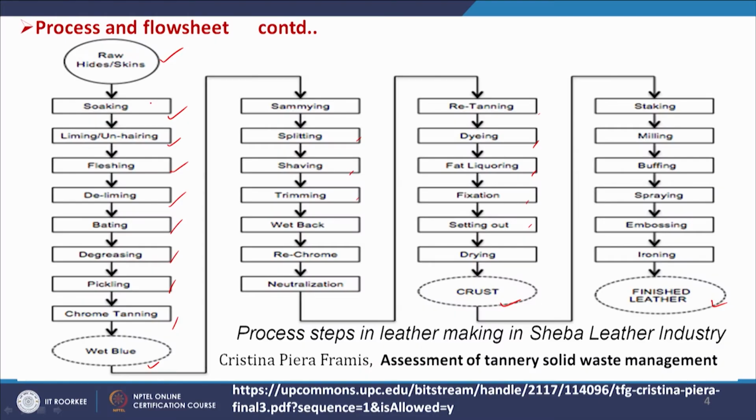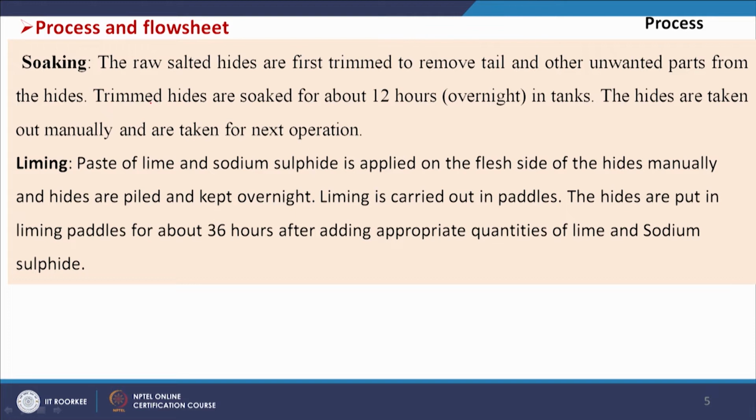So, the first step is soaking. So, the raw hides which we are taking are put in a soaker. So, here water and some salt are added, and then the raw salted hides are first trimmed to remove the tail and other unwanted parts from the hides. Trimmed hides are soaked for about 12 hours in tanks. The hides are taken out manually and are taken for the next operation.